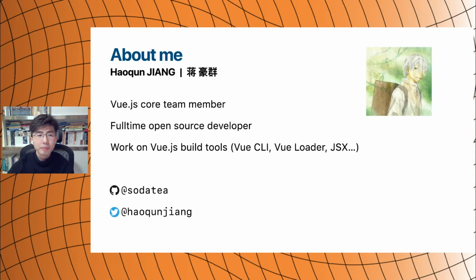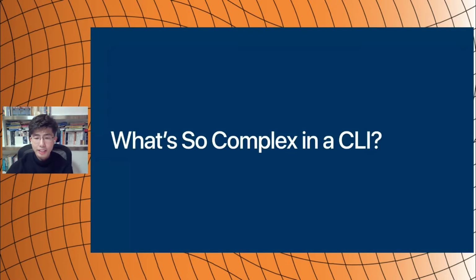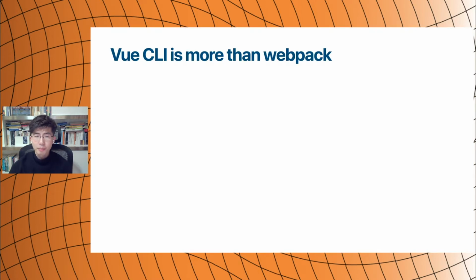That's my full name. So let's get back to the main topic here. The title of today's topic is about managing the complexity in Vue CLI. You might be wondering, so what's so complex in a CLI? After all, it seems that it's just a thin wrapper of Webpack, right? But in reality, it's much more than Webpack.